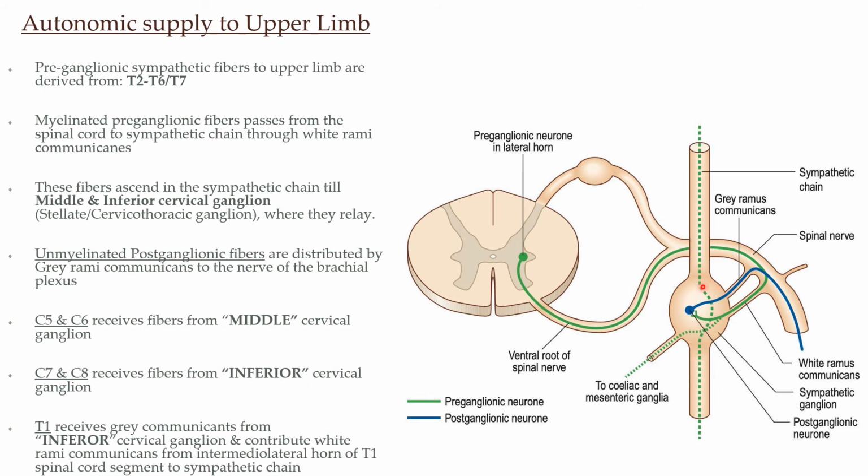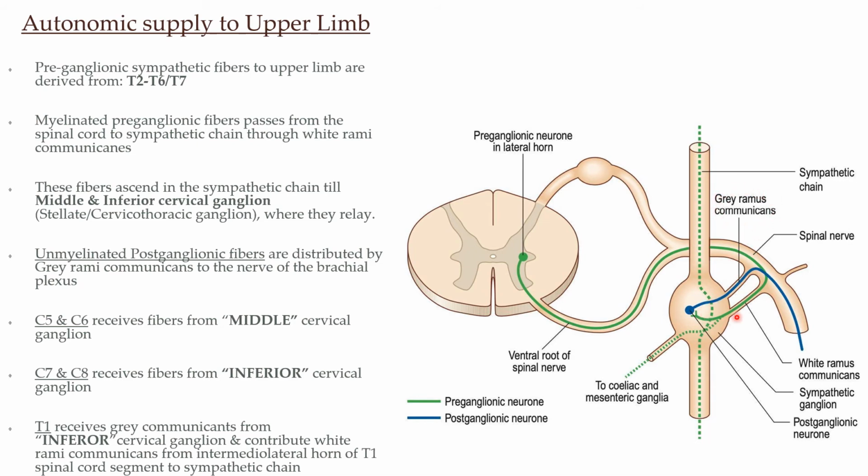They may either relay at the corresponding same level of the sympathetic ganglion, from where the postganglionic fibers will arise, which are the unmyelinated fibers. So these postganglionic unmyelinated fibers will re-enter into the spinal nerve and they are collectively called gray ramus communicant.